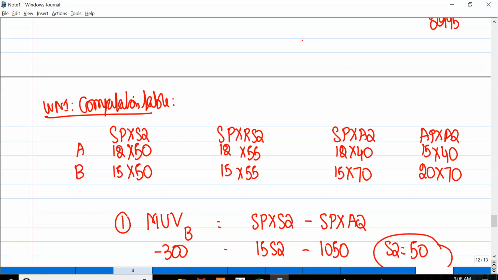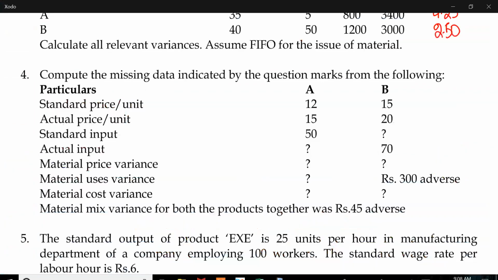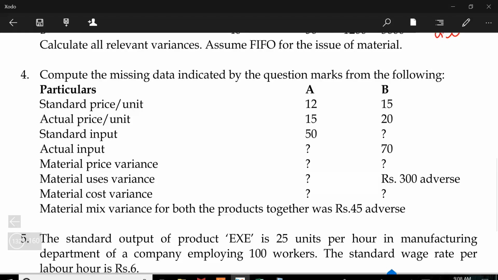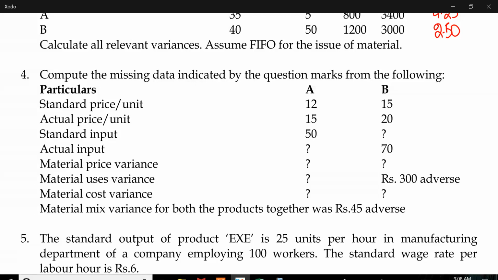Okay, now listen. You open a working note 2 called a solution. Working note 2 solution. If you have done in the same working note also, it's fine. Any doubts on this table? Now, every question mark you will have to answer. So, point number 1, standard input of B equal to 50. All these are already computed.